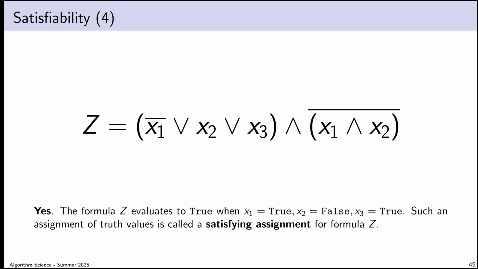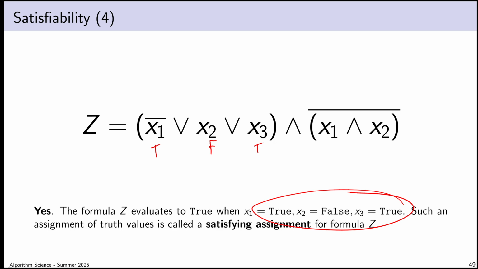If I set, was that the one I chose? Oh, look at that. Okay, if I set x1 to be true, x2 to be false, and x3 to be true, it turns out that the entire formula works out to be true. And so this assignment here is an example of a satisfying assignment for the Boolean formula.